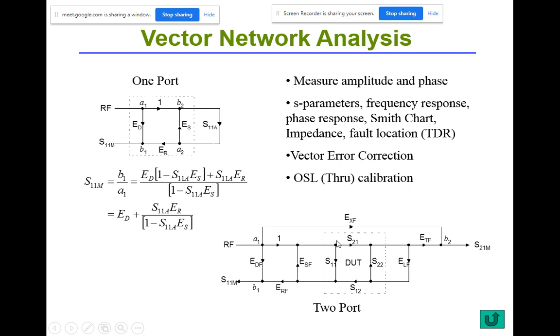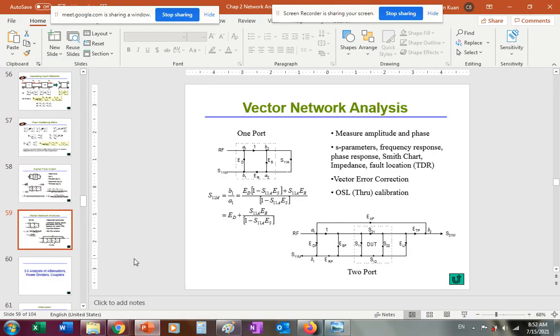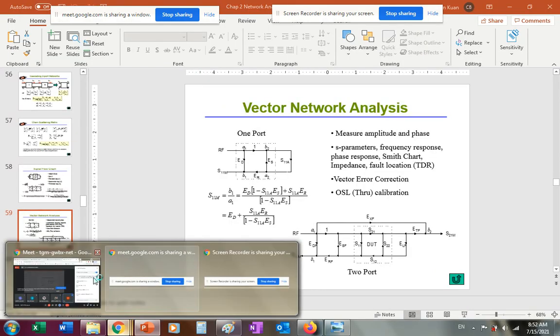And then from signal flow graph analysis, you can find the relationship between the actual S parameters and the measured S parameters. You solve the simultaneous equations, then you can find the actual values of S11, S12, S21, and S22. Understand? Okay. Any question?